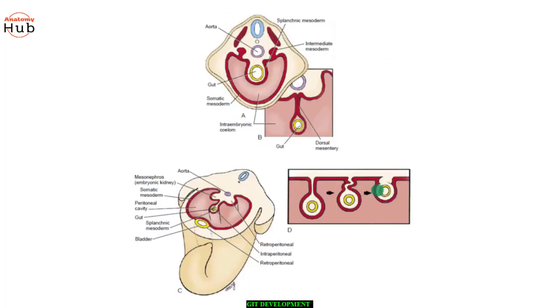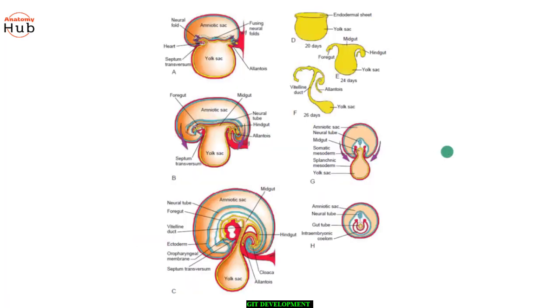So here we have covered the general embryology of how the gut tube forms. In our next video, we are going to see how this gut tube is divided into foregut, midgut, and hindgut, how the rotation of the gut occurs, and what the derivatives of this gut tube are.